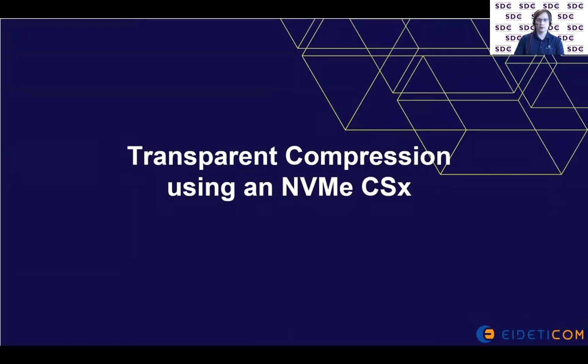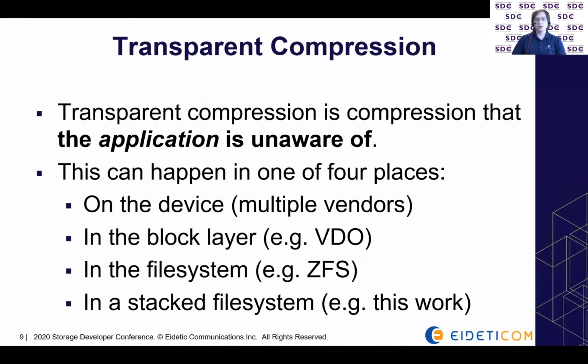So, transparent compression. Transparent compression is compression that the application is unaware of. This can happen in one of four places: on the device, as in writing a block to a device, compressing it, and then storing it in a different format on the flash; in the block layer, such as Red Hat's Virtual Data Optimizer; in a file system such as ZFS, where data is managed from the read, compression, and then writing to a logical block on the disk; or in a stacked file system, where compression can be injected between the application and a lower file system.